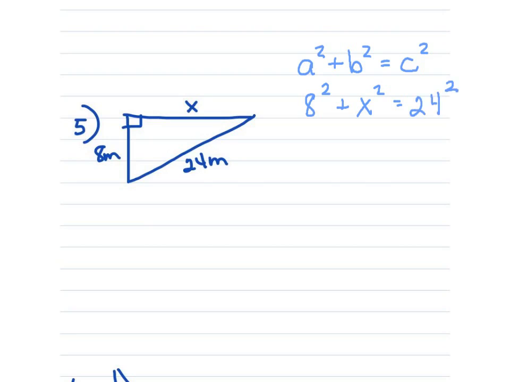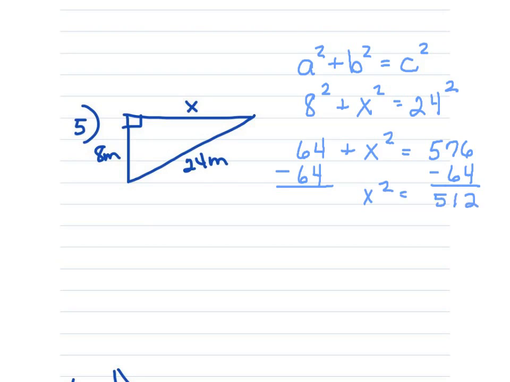Okay, let's simplify. 8 squared is 64. Bring down my x squared, and 24 squared is 576. Okay, in order to solve for x, I need to isolate x, so let's first subtract 64 from both sides. And so x squared equals 512.